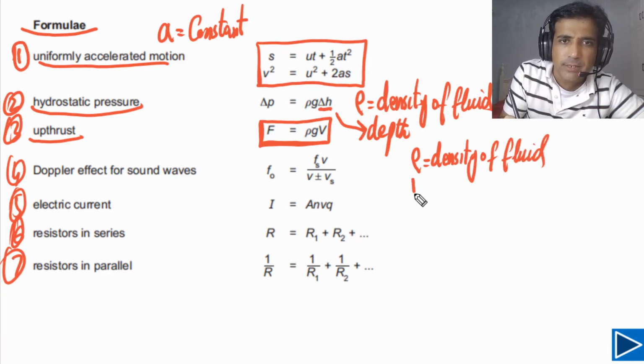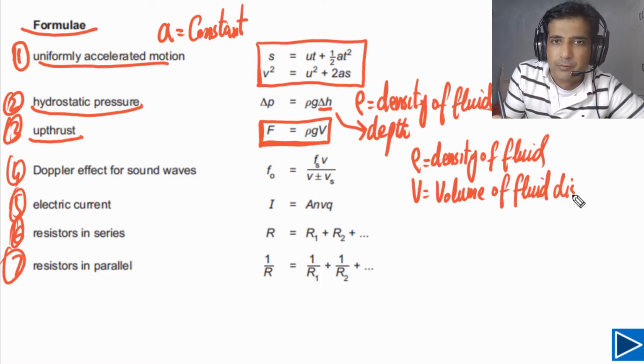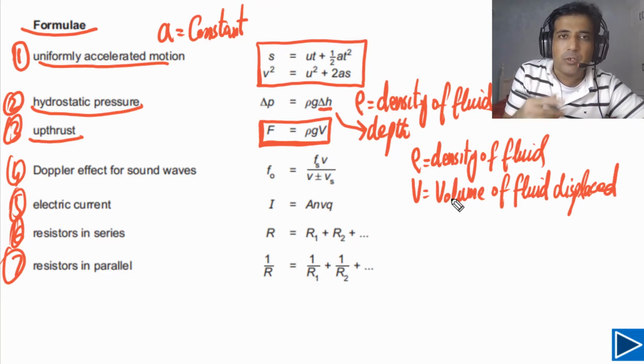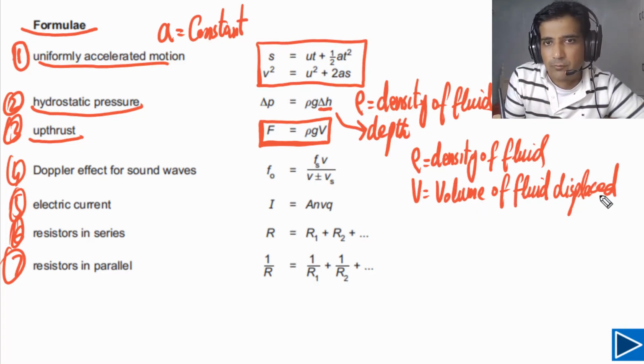You need to understand what V is in this formula. V is the volume of fluid displaced. Fluid can be liquid, it can be gas. Volume of fluid displaced. At AS level, most of the time, this is the volume of liquid displaced, but this also can be the volume of gas displaced. So we say volume of fluid displaced.